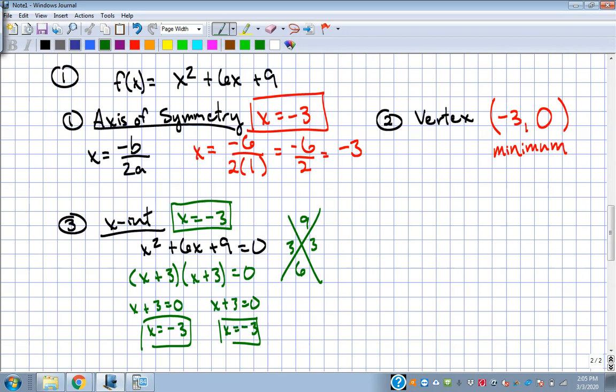Now get the y-intercept. Again, we're plugging in 0 for x, but we know the shortcut to that is that because it's in standard form, what should our y-intercept be? It should be c, which would be 9.